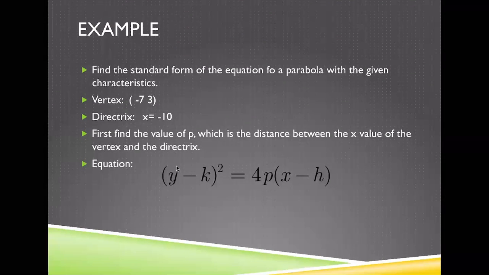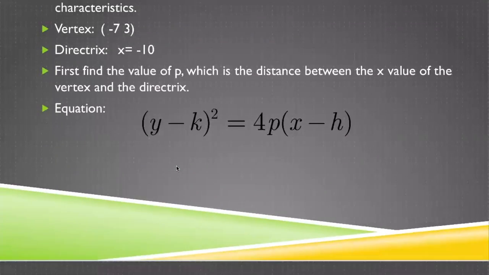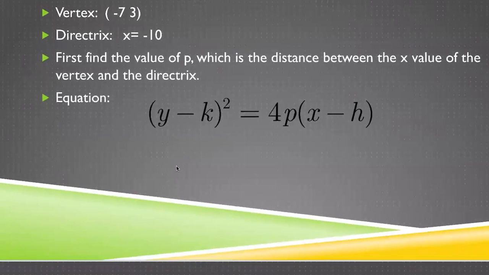So let's look at an example of what you're going to have to do with this. Find the standard form of the equation of a parabola with the given characteristics. Okay, so they're giving us that the vertex is -7, 3, and the directrix is -10. So the first thing that we have to do is find what they call the value of P. This is the distance the x value of the vertex is from the directrix. So what is the distance between -7 and -10? Well, that would indicate that our P value is 3. It's a distance, so it's not going to be negative.